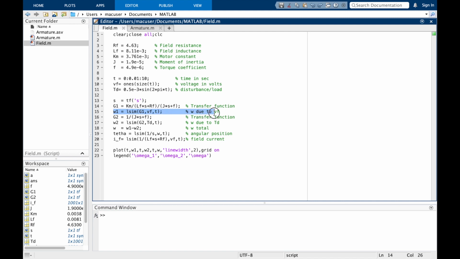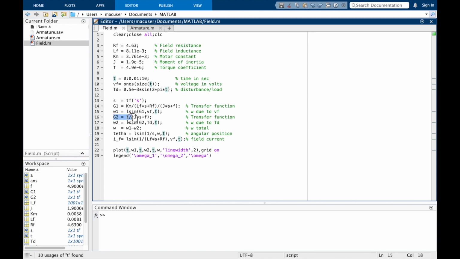This is the main simulation we conduct in MATLAB, the main program of this practicum. This is LSIM. LSIM stands for linear simulation. So omega 1 is the rotational speed of the motor that is caused by Vf. So Vf is the input, and G1 is the transfer function correlating Vf and omega. And for the last one, we put matrix T here.